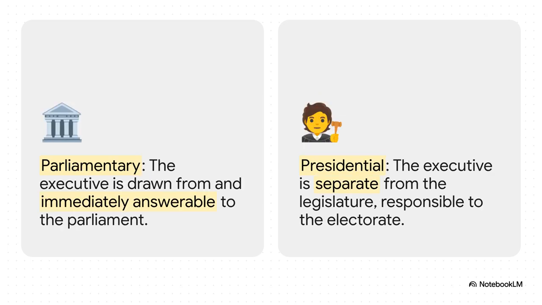Next big choice, how do the different branches of government interact? In a parliamentary system, the executive, that's your prime minister and their team, is actually chosen from the parliament. The two branches are essentially fused together, and the prime minister needs to keep the support of the parliament to stay in power. But in a presidential system, the executive, the president, is elected totally separately from the legislature. They both get their power directly from the people, which creates that famous separation of powers.